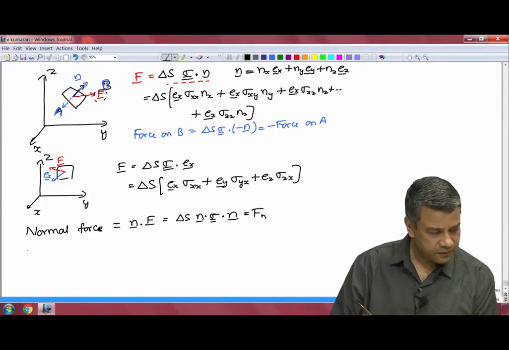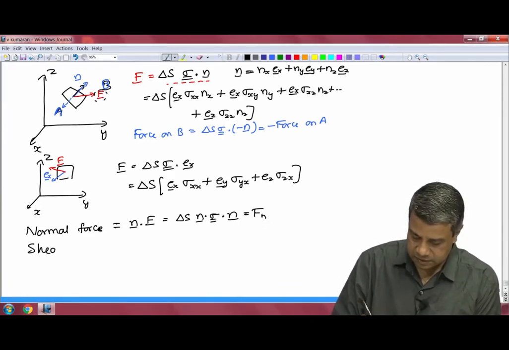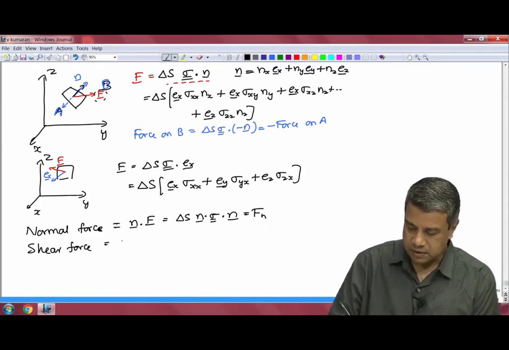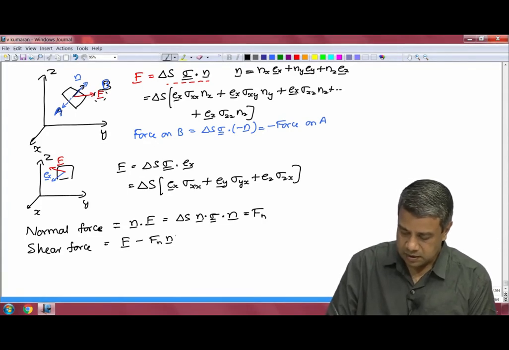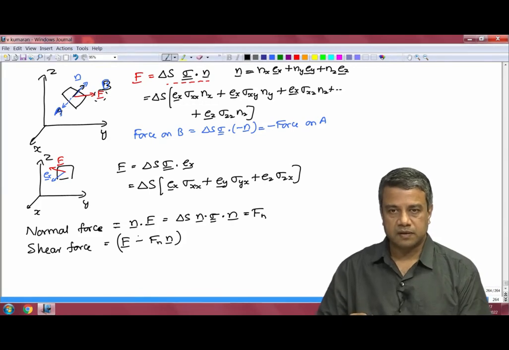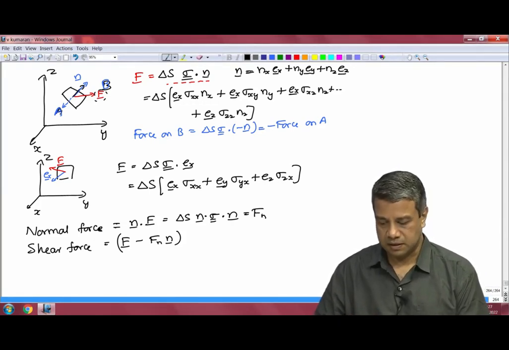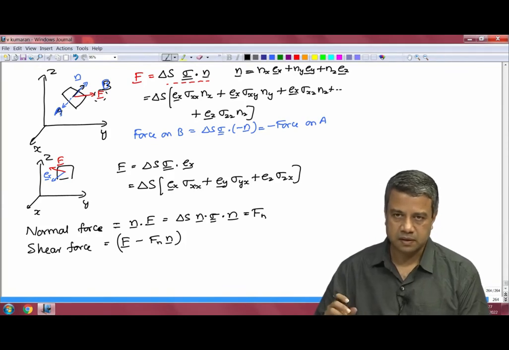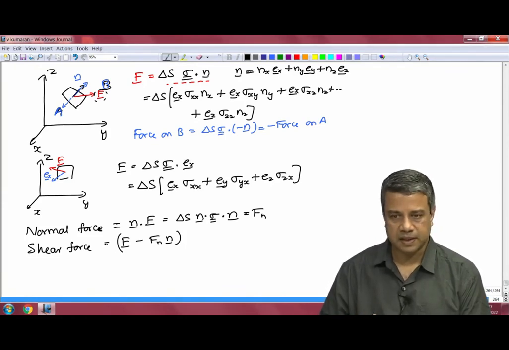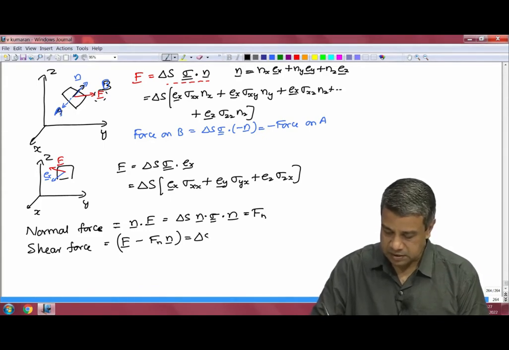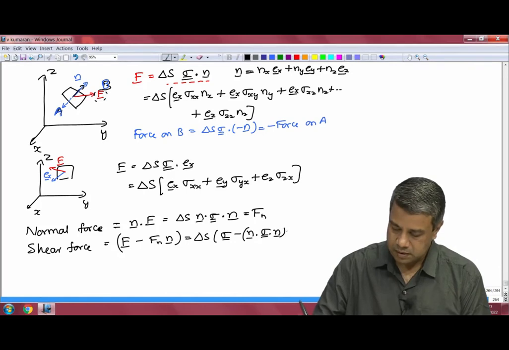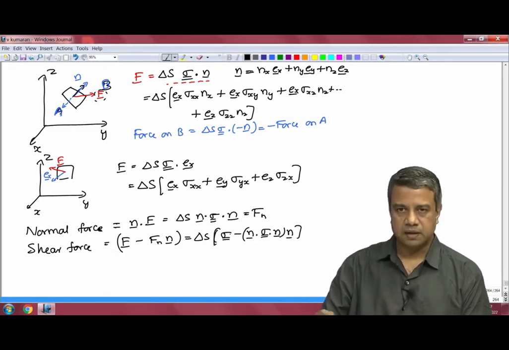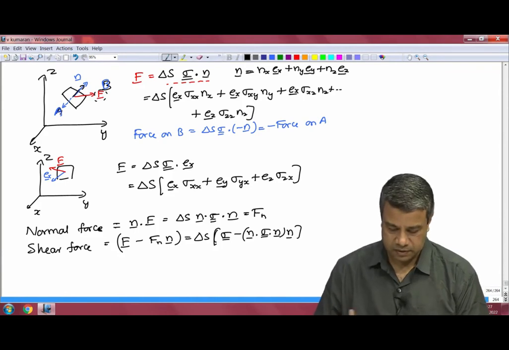And then there is the other force, which is sometimes called the shear force, which is equal to the total F minus the normal force. The component of the normal force is Fn, and the unit vector is n. So, the vector normal force is Fn times n. This is delta S into sigma minus n dot sigma dot n into n. The difference between the total force and the force normal to the surface.